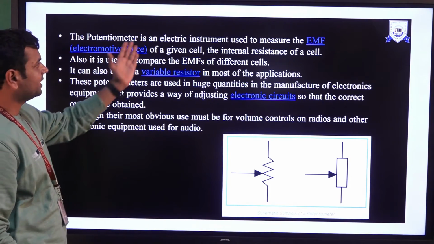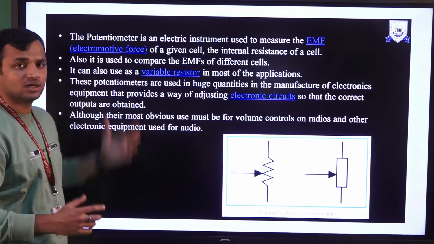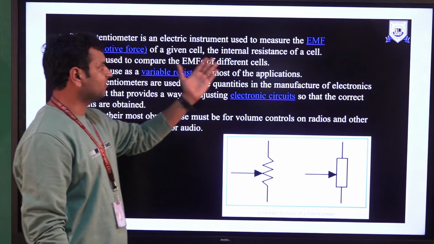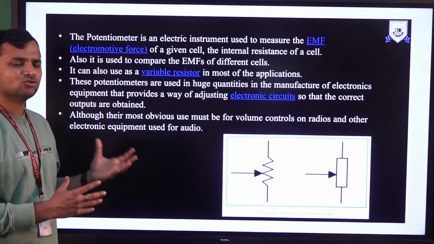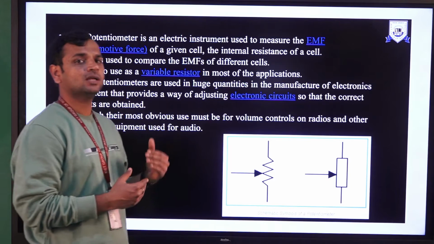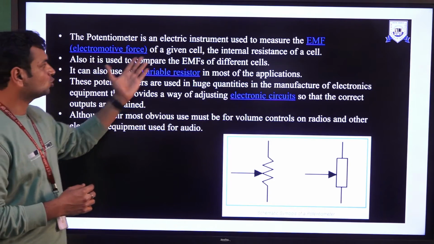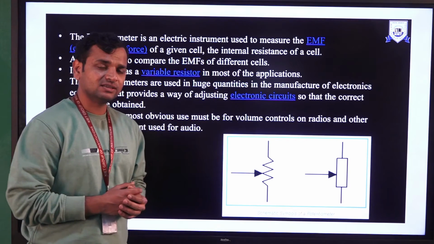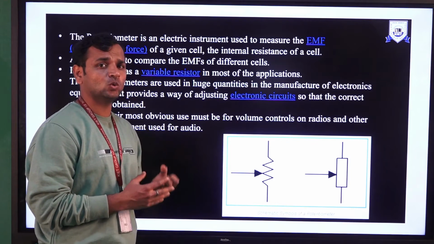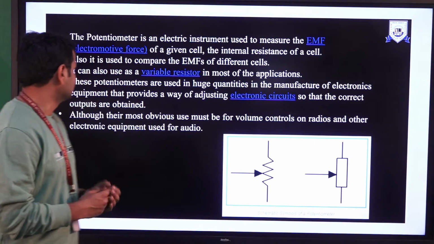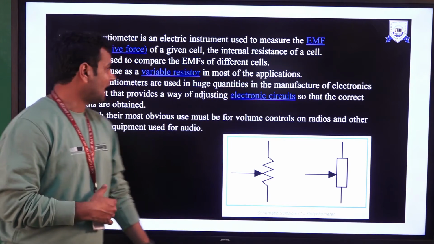Next, the potentiometer is an electric instrument that is used to measure the EMF, or electromotive force, of a given cell and the internal resistance of the cell. So there are different applications in which you can utilize the potentiometer. It is also used to compare the EMFs of different cells. Generally it is used to measure displacement, but it can be used in a variety of applications. It can also be used as a variable resistor in most applications.